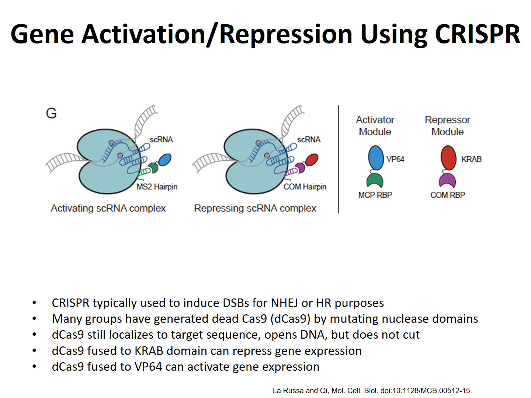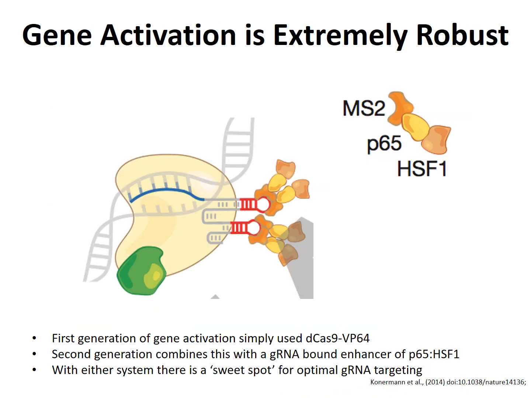And then to repress expression, they fuse it to a KRAB domain, which can actually help repress transcription of a specific gene of interest. And so these first systems worked okay, but actually in the last few years, a very robust system for gene activation was developed by Feng Zhang's group.